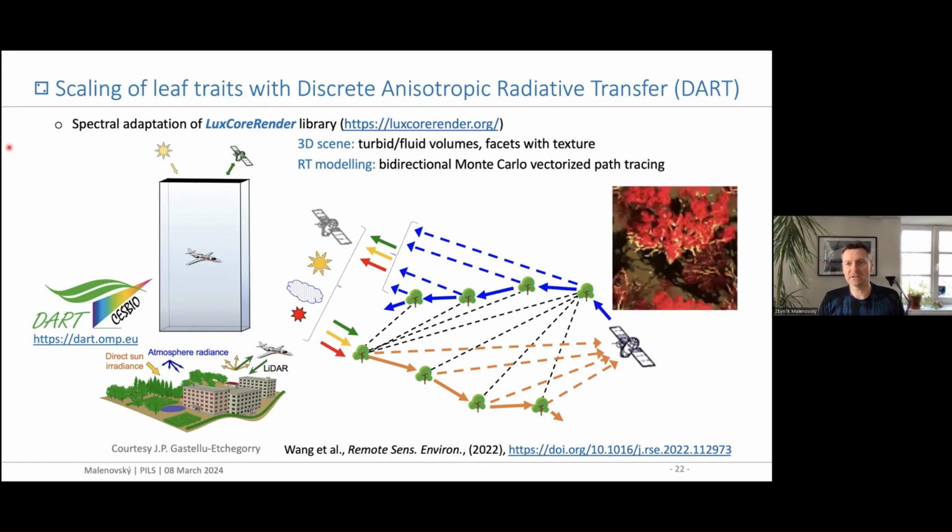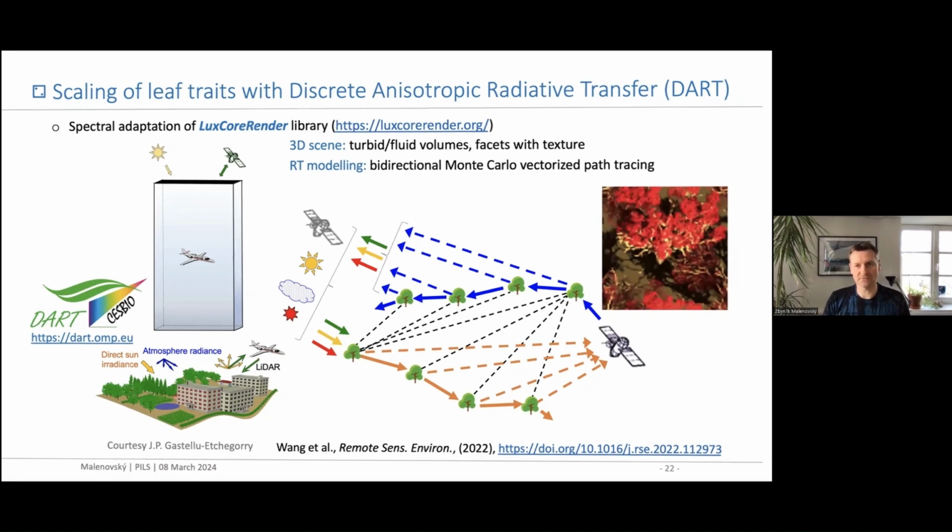As a result, we can get images like this. This is a false color composite near infrared image of a eucalypt tree from nadir with very, very high spatial resolution.